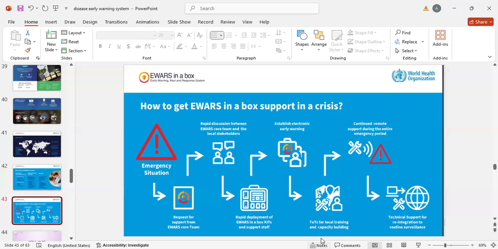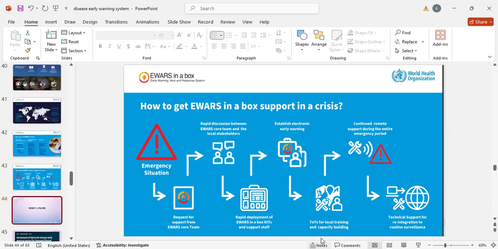When there is an emergency situation, a request for support is sent to the eWARN support team. Then in the next step, rapid discussion between the eWARN core team and the local stakeholders leads to rapid deployment of the eWARN in a Box kits and support staff, and that leads to establishing electronic early warning, that leads to tools for local training and capacity building, and then leads to continued support during the entire emergency period, and in the end technical support for the reintegration to routine surveillance.